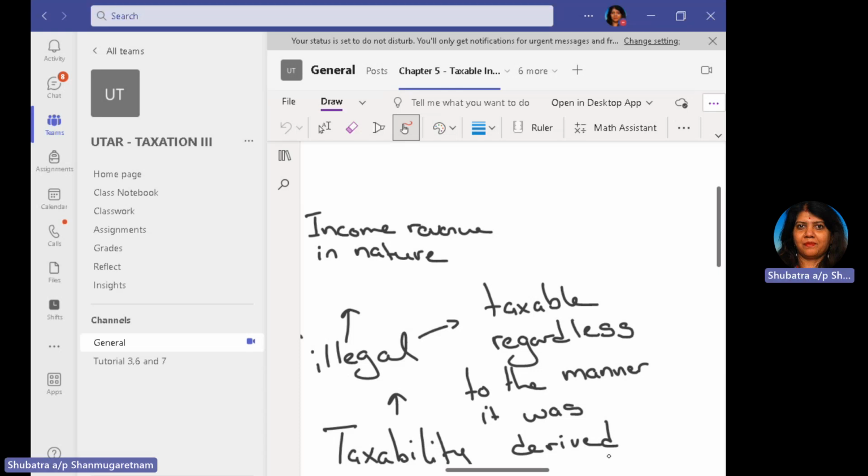So again, remember chapter 1, lifestyle. When you live and spend money, Inland Revenue gets to know that you're spending money. So automatically they will start inquiring where you got the money to spend. When they find out that you got the money through illegal means, they are not worried. As long as it's an income, as long as it's derived in Malaysia, all illegal activities are subjected to tax. All right? All illegal activities are subjected to tax.